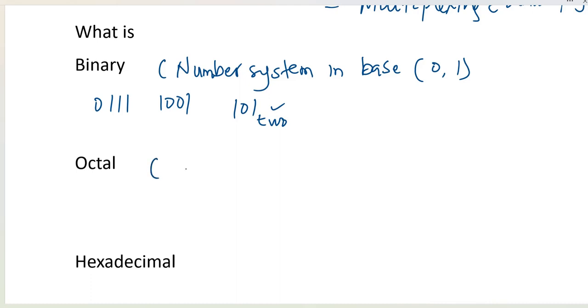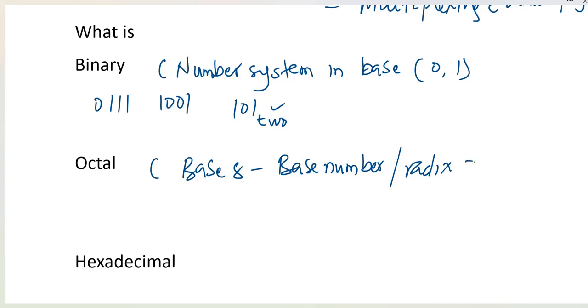What about octal? This is base 8, the base number or radix, what others call radix, is equal to 8. So wherever you hear octal, we are talking about base 8, and that is it. All the numbers in base 8 run from 0 to 7. We don't have 8 under base 8. So wherever you have a number that has 8, that one can never be octal. But you can express octal from 0 to 7.